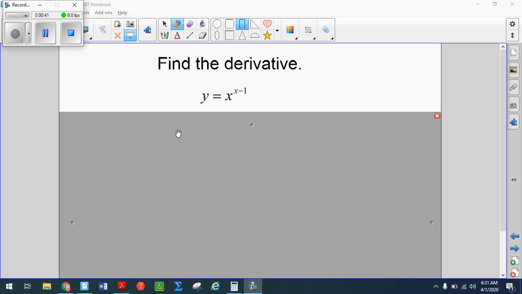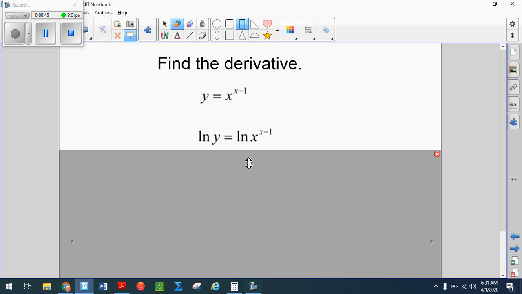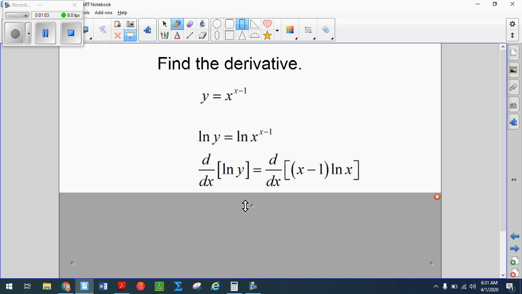So we're going to start by taking the natural log of both sides, because that is something I can do for an equation. It doesn't change the values in the equation. So natural log y equals natural log x to the x minus 1. Then we're going to use the properties of logarithms. If I have natural log of a value raised to a power, I can bring the power down in front. So I did that and I took the derivative, so I'm kind of doing two steps at once.